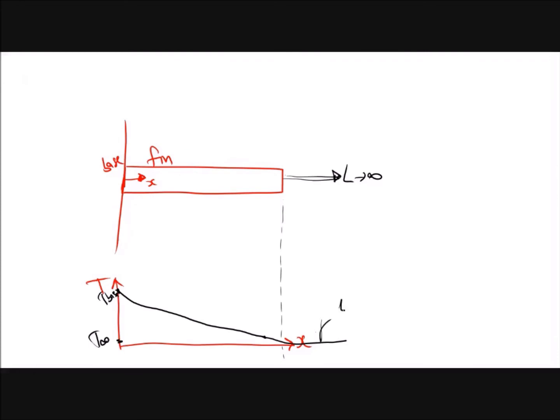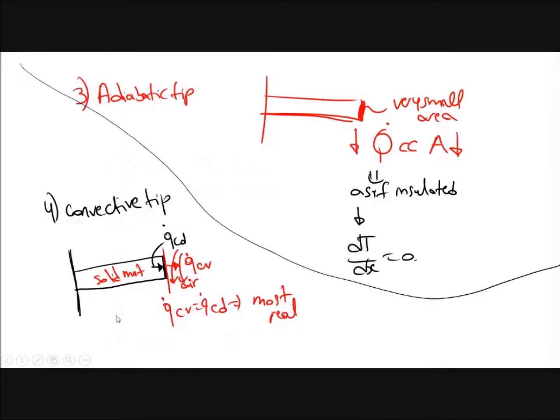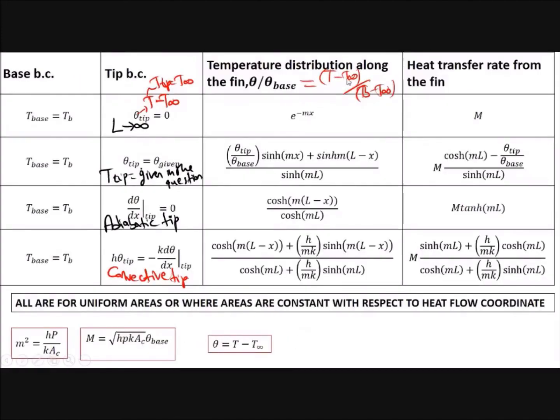This one is for L tends to infinity, T tends to T infinity. T infinity can be 0, 29, 10, whatever value is the environment temperature. This is the temperature distribution function. This part is a function. This is also a function. This is also a function. And the last part is the heat transfer rate from the fin.